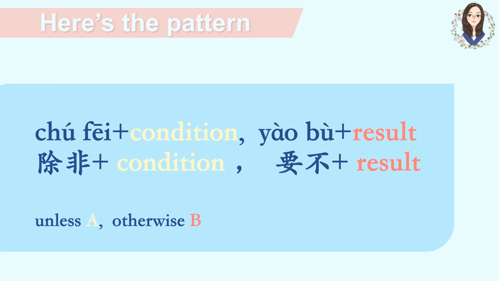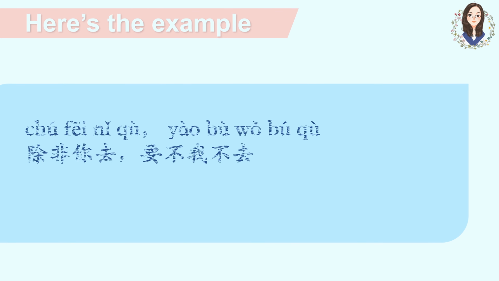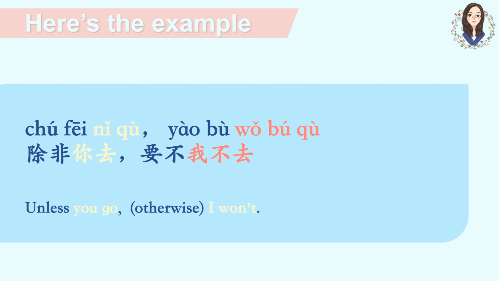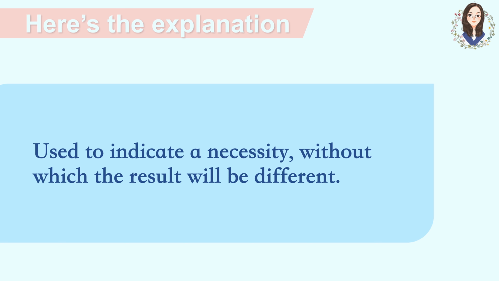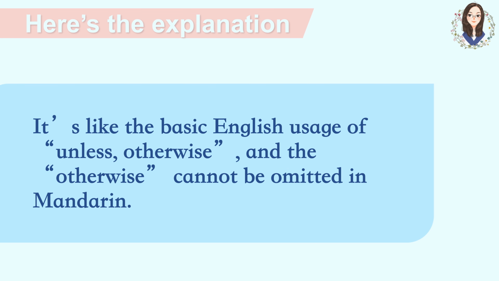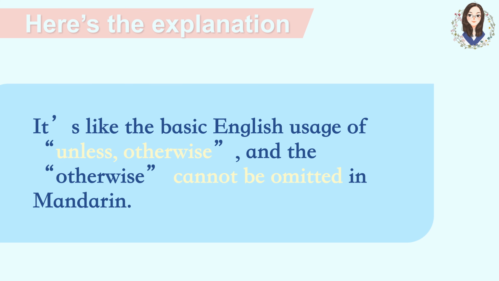除非 plus the condition. 要不 plus the result, which means unless A, otherwise B. So in this situation, he can say, 除非你去，要不我不去。This pattern is used to indicate a necessity without which the result will be different. It's like the basic English usage of unless otherwise, and the otherwise cannot be omitted in Mandarin.